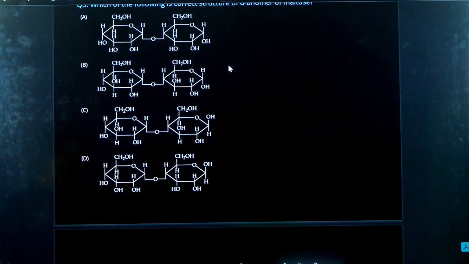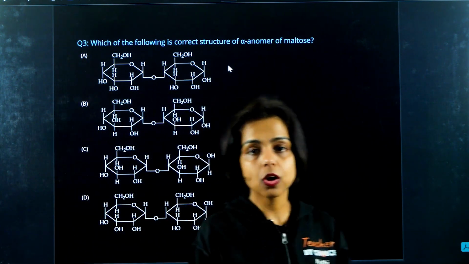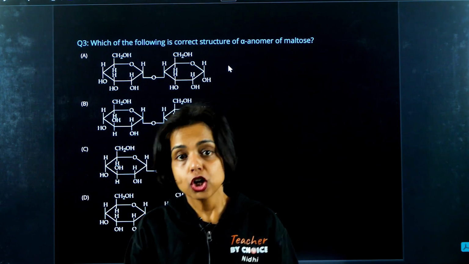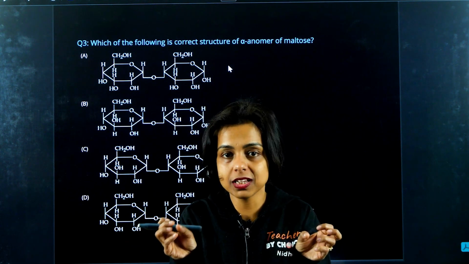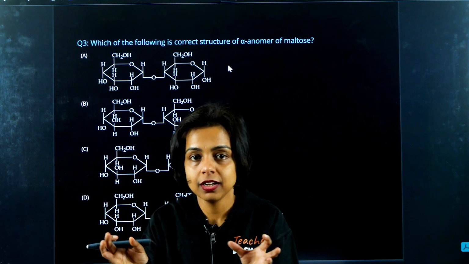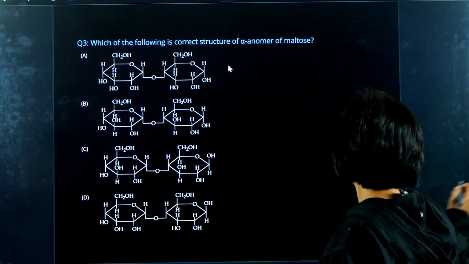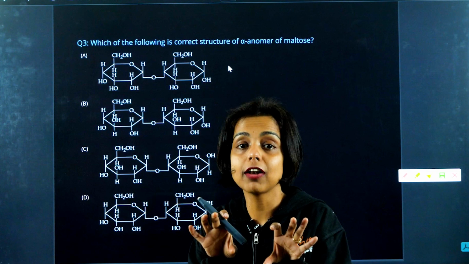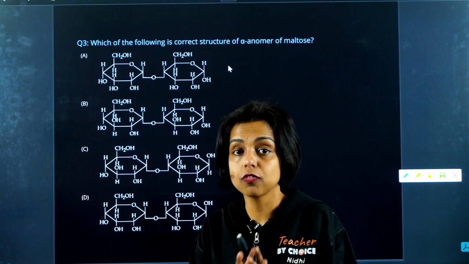Which of the following is the correct structure of the alpha anomer of maltose? So maltose is the disaccharide of alpha glucose, right? So two alpha glucose molecules just join together through the 1 and 4 positions. There is a 1,4 alpha linkage happening here. So let us see in which structure the two alpha glucose units are joined by a 1,4 linkage. Yes, okay. So I hope you know these structures of glucose.